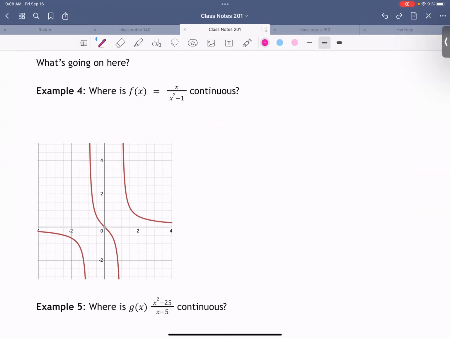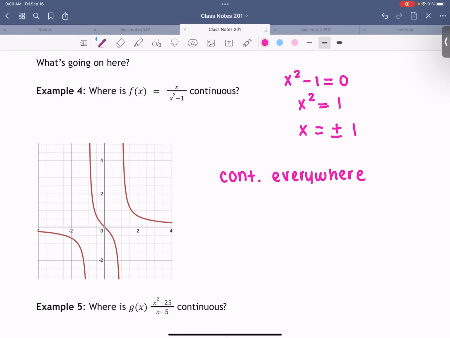Example number 4. We have a function, it's a rational function. We want to find where it's continuous. Where is this function not continuous, Michael? 1 and -1, where the denominator equals 0. If you want a more systematic way to find that, you would take the denominator, set it equal to 0, solve for x, and we get plus or minus 1, right? So definitely continuous everywhere except x equals -1 and 1.